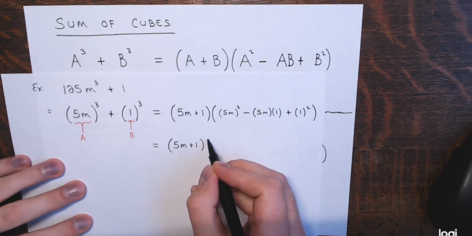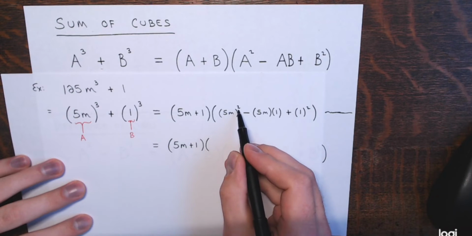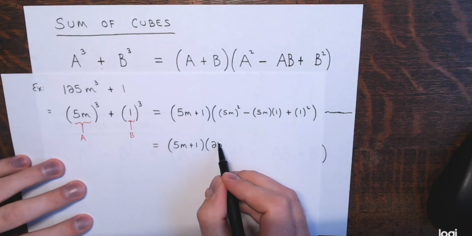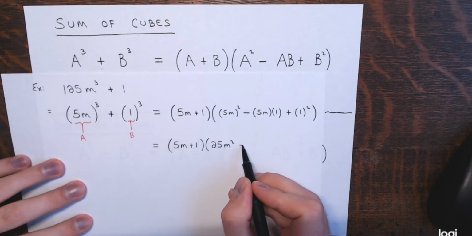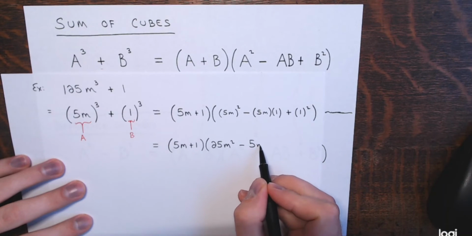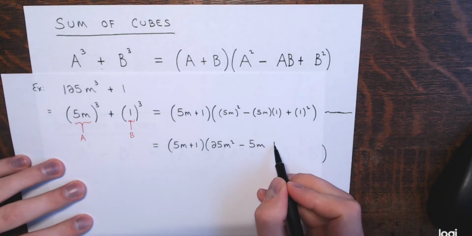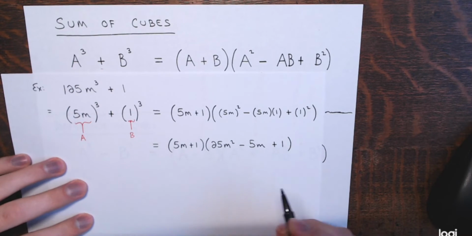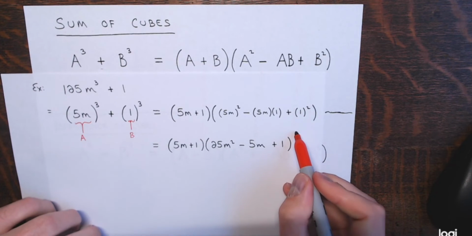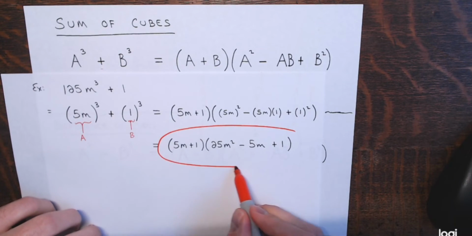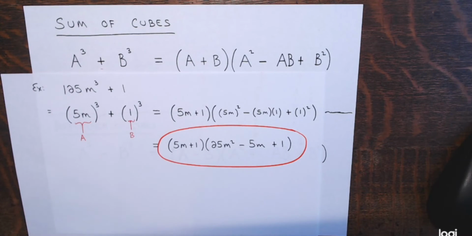And then 5m to the second power is 25m squared. Minus, 5m times 1 is just 5m. And then 1 squared is just 1, so plus 1. And here we go, and this is what they want us to do. This is it. There's your factorization.